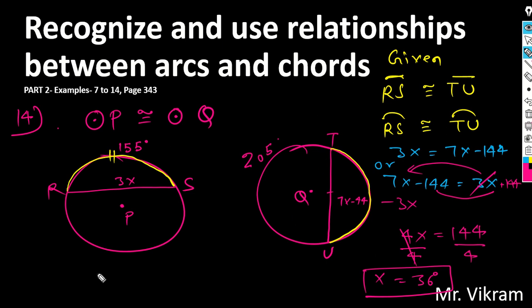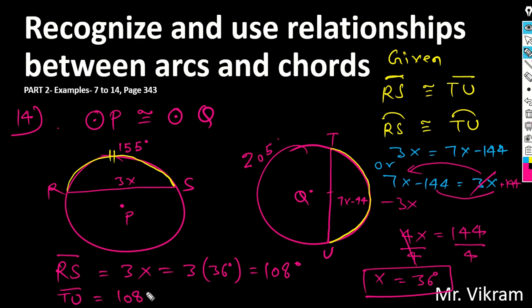Now if somebody asks you how much will be RS, RS is equal to 3x. 3 times 36 will give you 108, right? So now how much will be TU? TU will also be 108, right? Okay, so that's your answer. Oh, sorry, that's not degrees because that's a line. Correct? Okay, so that is 108.